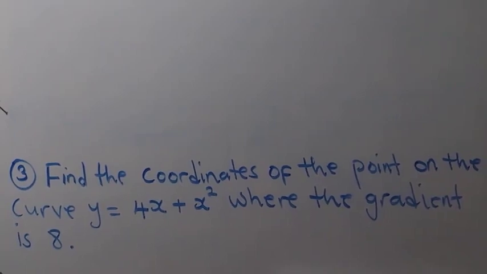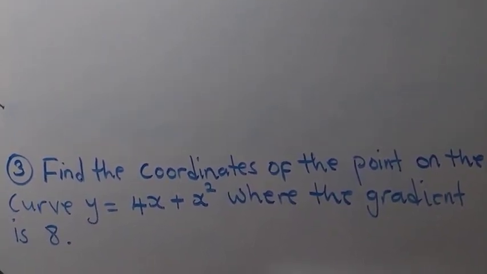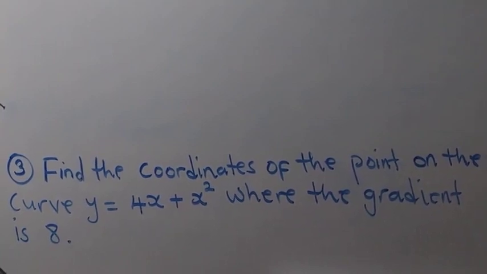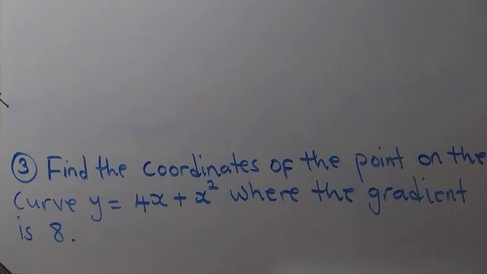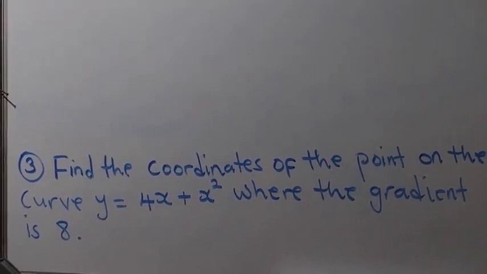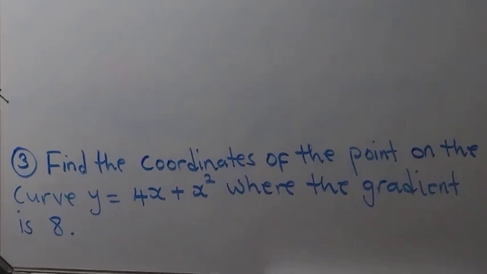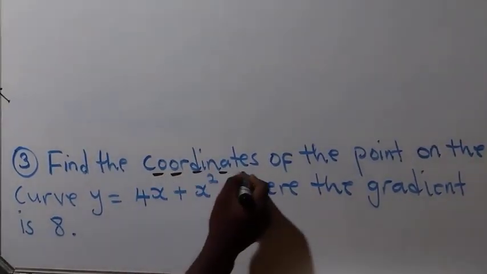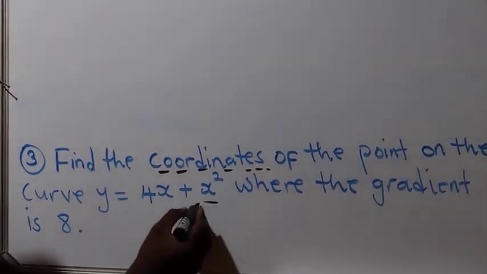Alright, so we are now answering question 3. Question 3 reads, find the coordinates of the point on the curve y is equal to 4x plus x squared, where the gradient is 8. So in this question, they just want you to find the coordinates of the point on this curve.